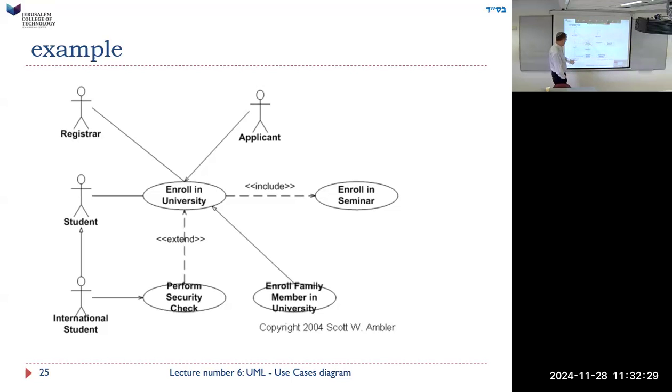Perform security check. I guess if you're an international student and you enroll in university, you have to do a security check. But you could also do a security check without any other purpose. Also a weird example. Why would you do a security check if you're not going to enroll? Just want to do security checks all day long? I don't know. Enroll family member in university.